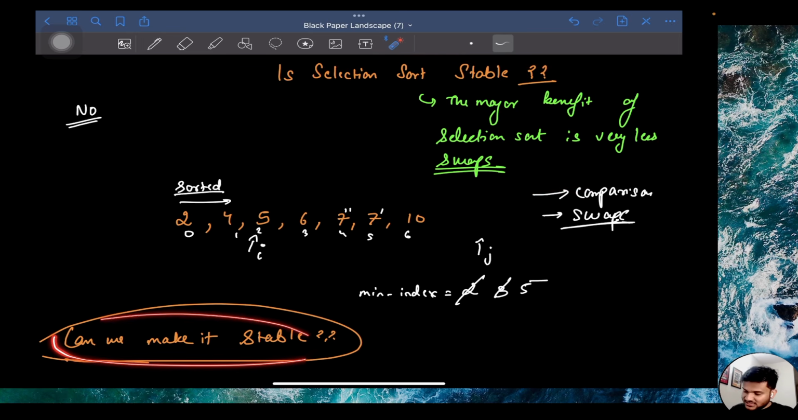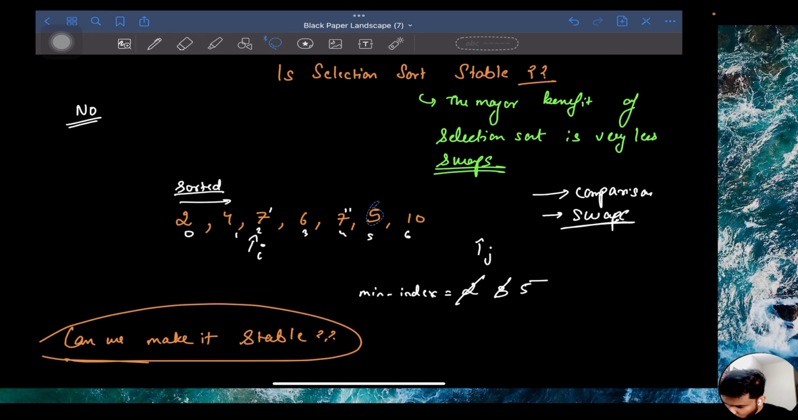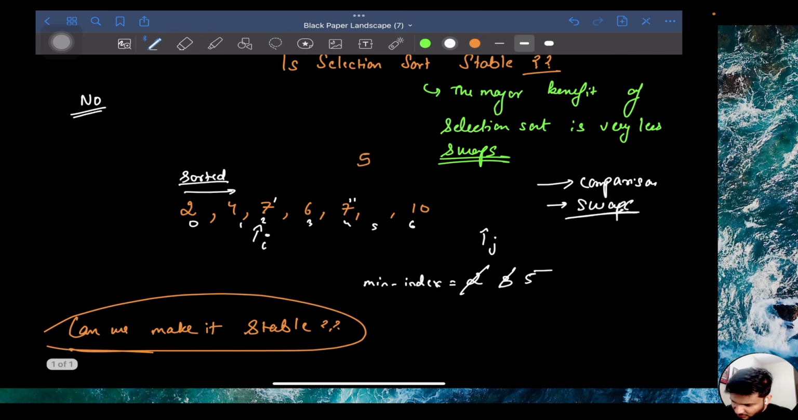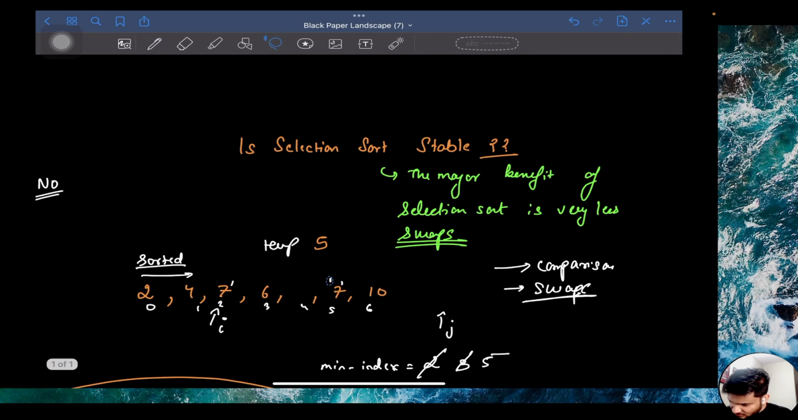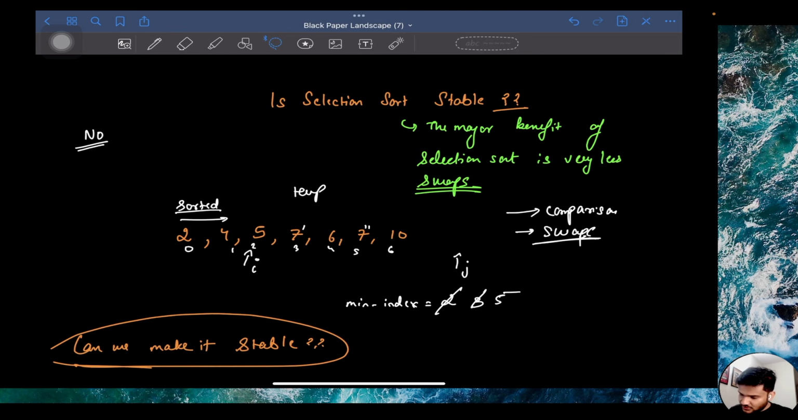But if you want to make it stable, instead of swapping, you need to technically do shifting. How shifting? You will keep 5 in a temporary variable, and then you move 7 double dash here, 6 here, 7 dash here, and then you move 5 here. Now due to this, the relative ordering between 7 dash and 7 double dash never changed, and it is still stable.